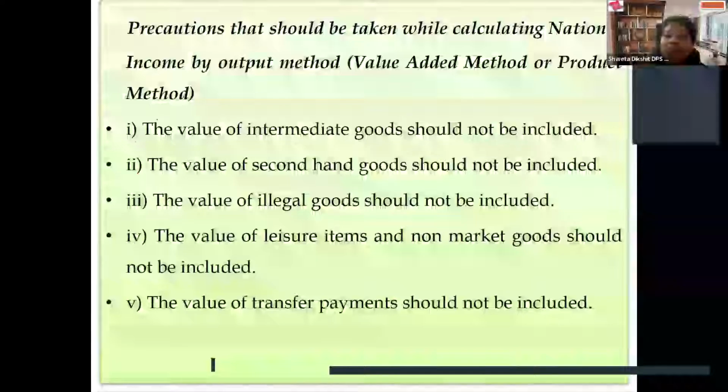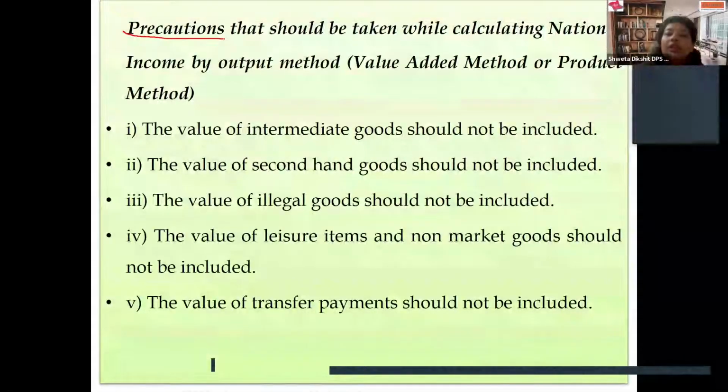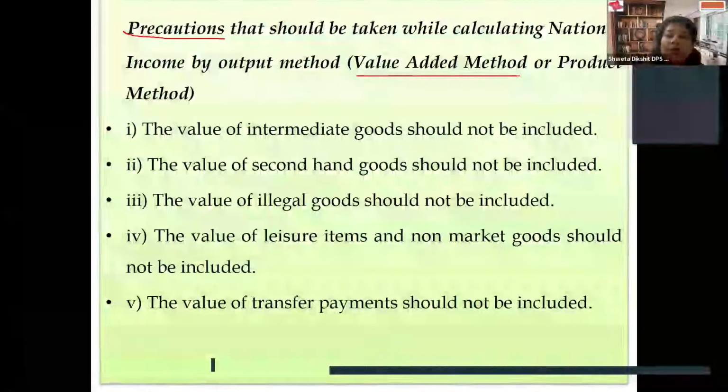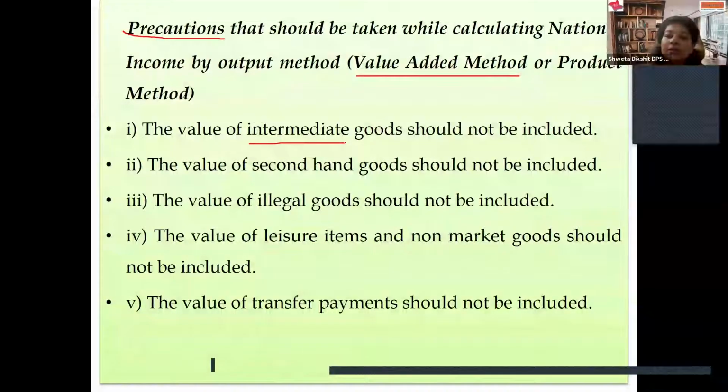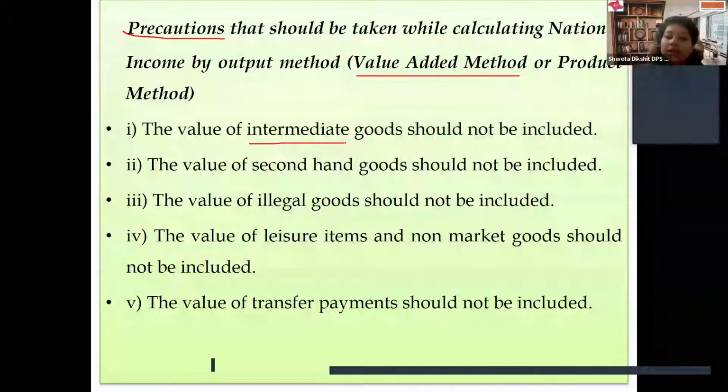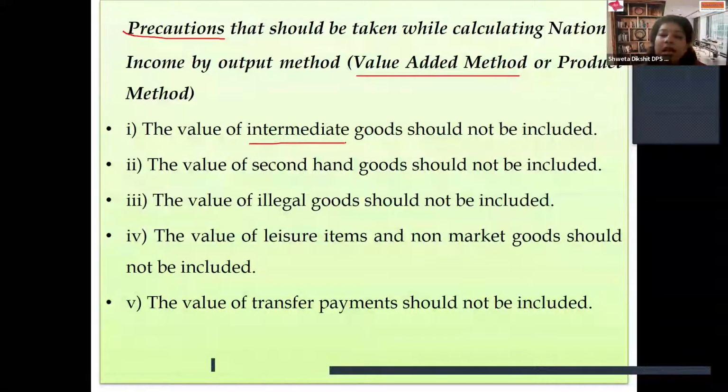Now, the second theory question asked out of this is the precautions question. The precautions taken while calculating the national income with the help of value added method, or product method, or output method. So first of all, you should never include the intermediate goods. If you include intermediate goods along with the final goods, that means you're counting the value 2 times. And this is known as the problem of double counting. I repeat, children, this is known as the problem of double counting.